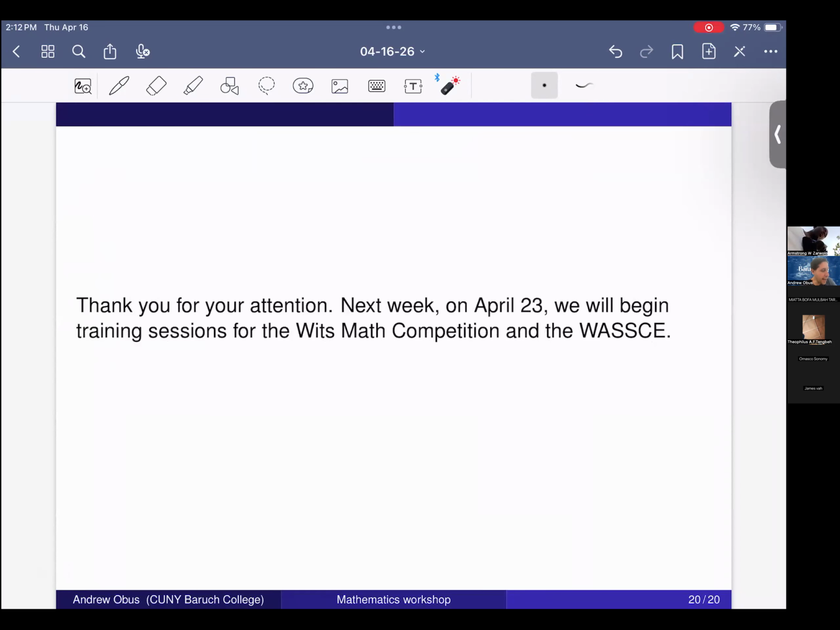Next week, we'll meet on April 23rd. And we're done with the mini workshops now. So we're going to begin training sessions for the WITS math competition and the WAS. Some of you are maybe coaches for the WITS math competition, and others of you may be coaches in the future. So I want to talk a little bit in particular about this competition and look at some sample problems. And we'll do some training on how to approach this with your students. So we'll have 2 sessions for this.